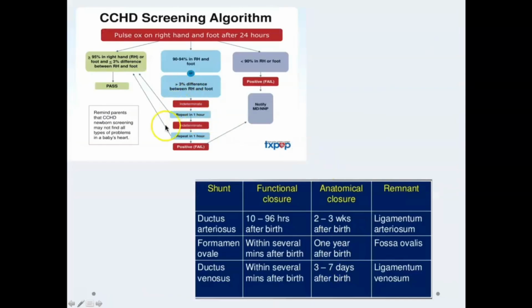If there's more than a 3% difference, then you can repeat it, and this just shows the algorithm. Typically you repeat it 3 different times, and if the baby still fails, then you notify the physician and they'll let you know what you need to do further. This is one of the tests that we do once the baby's 24 hours old. So at the 24-hour mark, we'll do the CCHD screen, the jaundice check, the transcutaneous bilirubin level, as well as their PKU test.